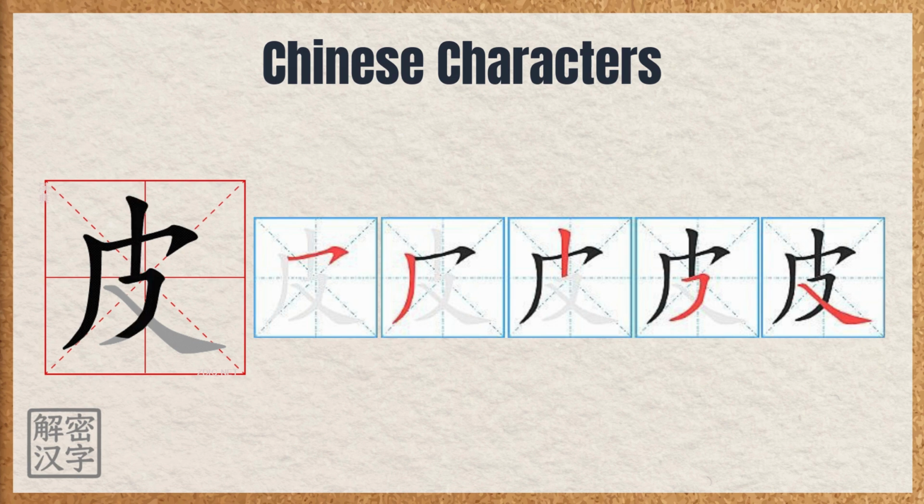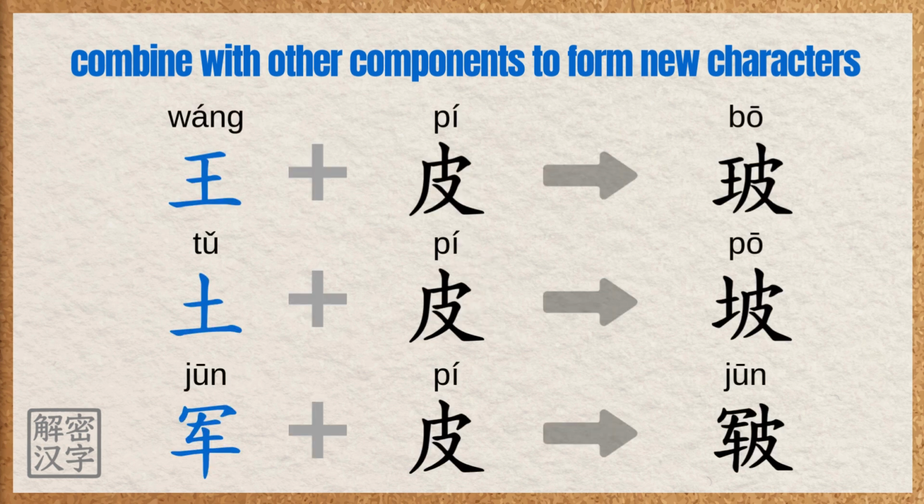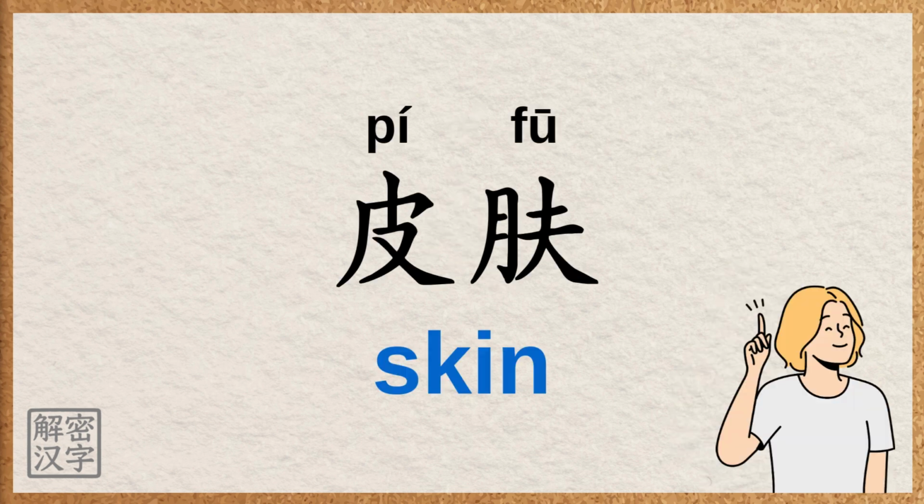Practice a few more times and you'll get it. Give it a try. 皮 can also combine with other components to form new characters, such as these. In everyday modern Chinese, we rarely use 皮 alone to mean skin. Most of the time, we say 皮肤.